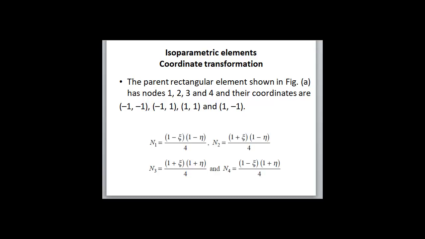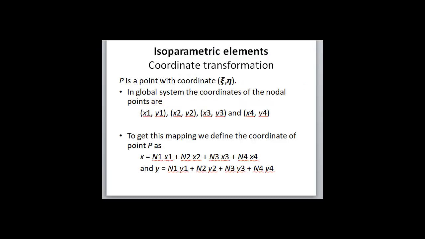By using the shape function, the global coordinate system can be obtained by using these equations. N1 is equal to (1 minus epsilon) into (1 minus eta) by 4. N2 is equal to (1 plus epsilon) into (1 minus eta) by 4. Similarly for N3 and N4. In the global system, the coordinates of the nodal points are represented as x1 to x4 and y1 to y4 for all the 4 nodes. To get this mapping, we define the coordinate of the point P. In the x direction, with the help of the shape function and global coordinates x1 to x4, we can write the equation as x is equal to N1 x1 plus N2 x2 plus N3 x3 plus N4 x4.